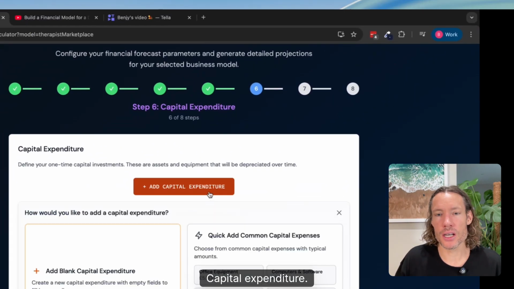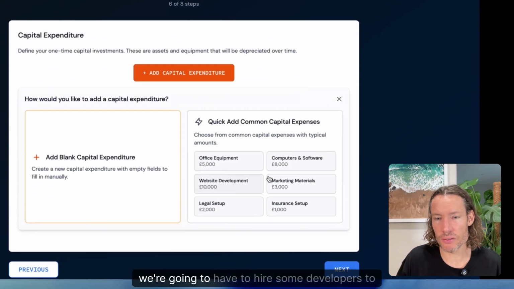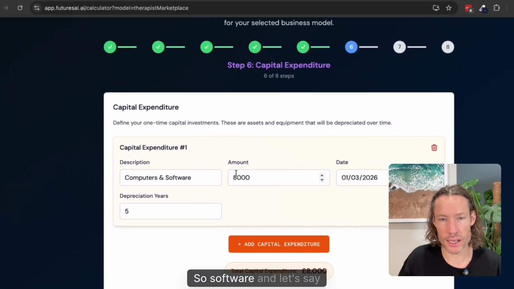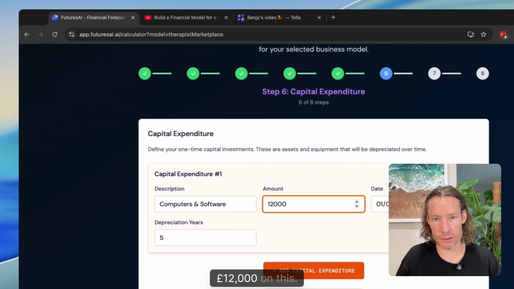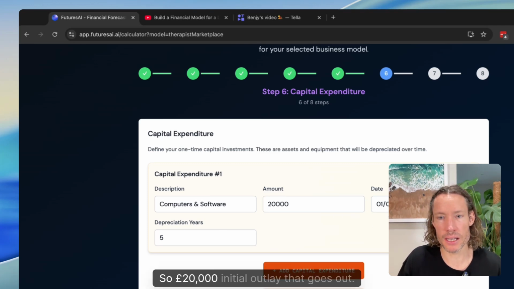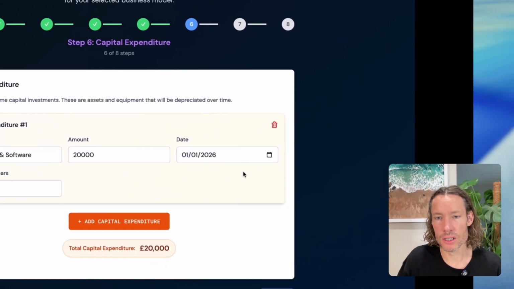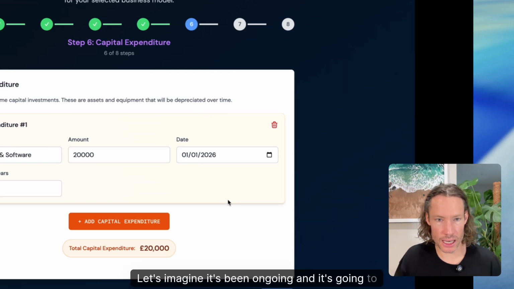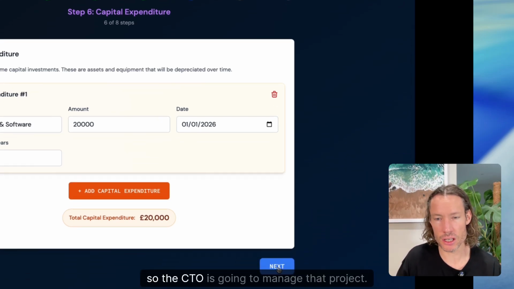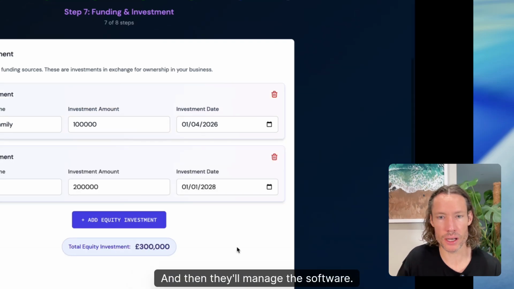Capital expenditure, yes, we're going to have to hire some developers to build the platform initially. So software, and let's say £12,000 on this. No, let's say £20,000 actually. So £20,000 initial outlay that goes out, let's imagine it's been ongoing and it's going to happen in the next 2 months. And yeah, so the CTO is going to manage that project and then they'll manage the software.